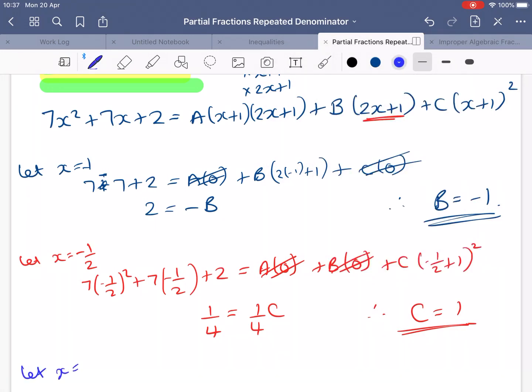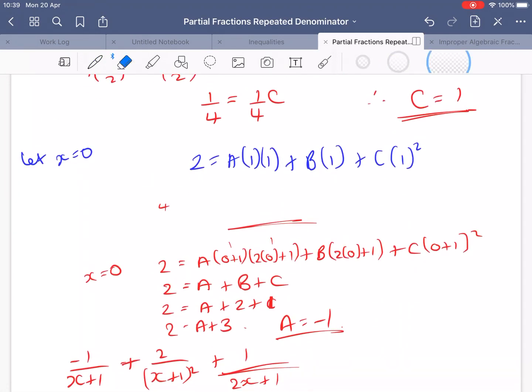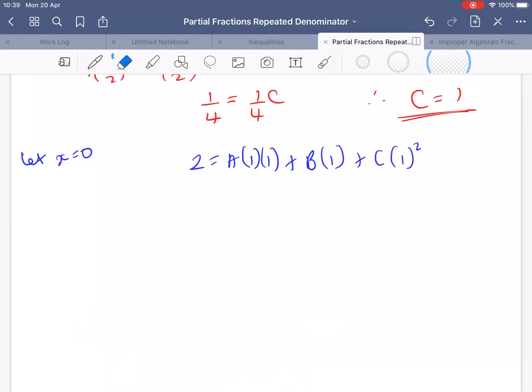Because I haven't used it, I'm going to say let x equal 0. So I would have 2 equals a. Now, I'm not going to write it out. But if I look at the 2 up here, I've got x plus 1 times 2x plus 1. Well, if x is 0, that is just going to be 1 times 1, plus b times 1, plus c times 1 squared. So, you can tell I've done this video before. So we end up with 2 is equal to a plus b plus c.